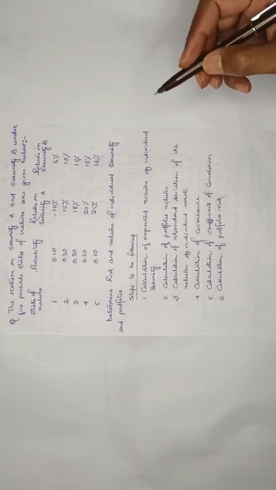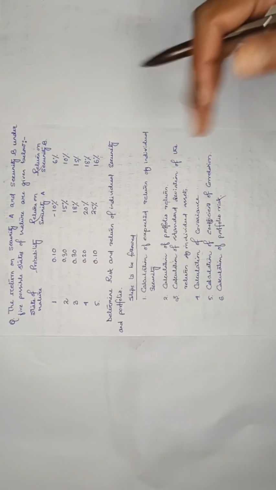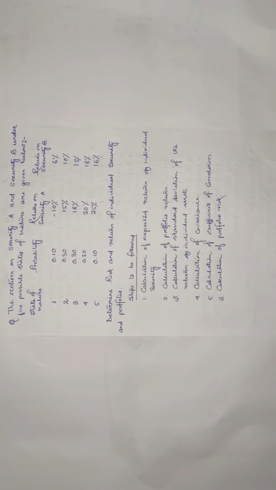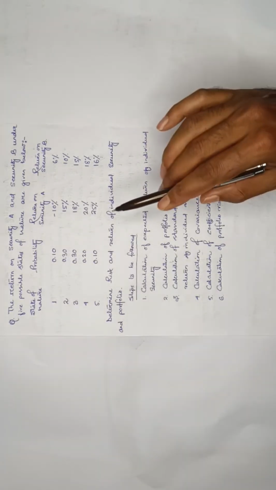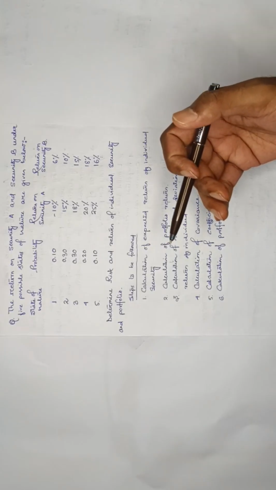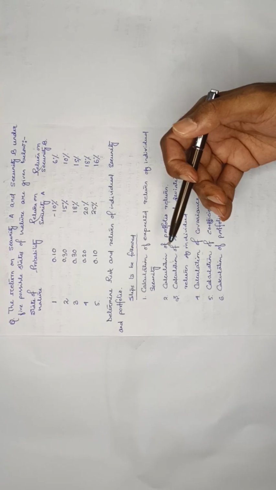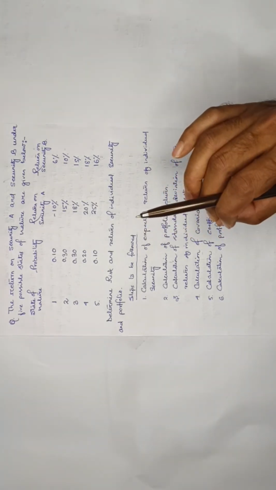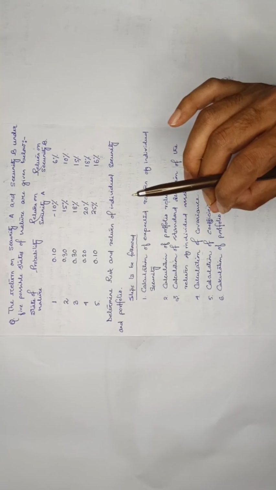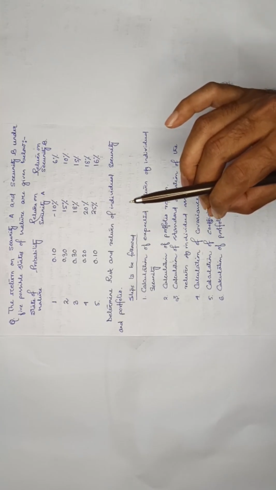Hello everyone. Today I will help you in calculating the risk and return of individual security as well as portfolio. A portfolio may consist of two or more assets. As I'm starting from the basics, I'm calculating the risk and return of individual securities as well as a portfolio consisting of two assets.